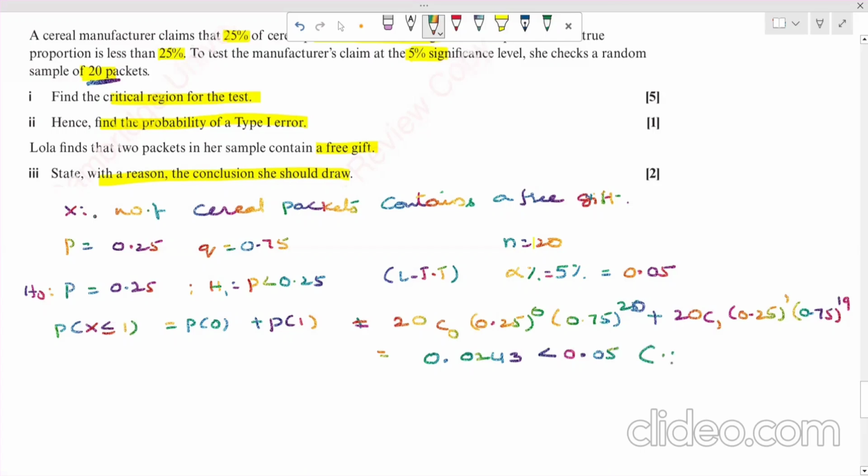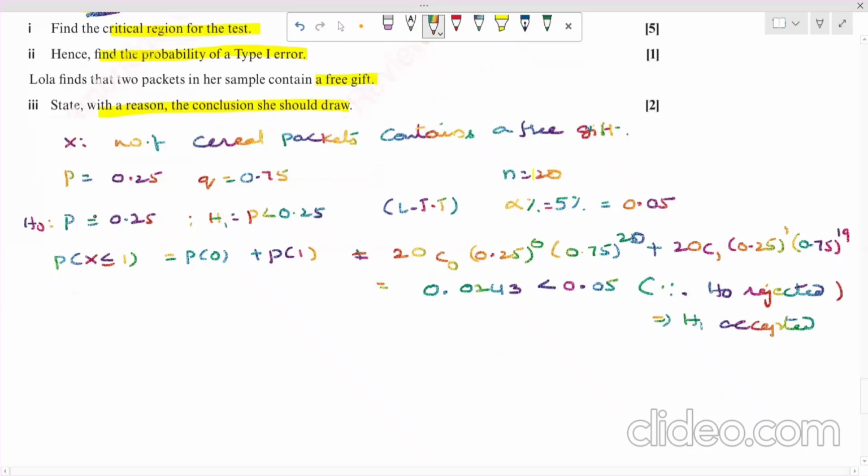Therefore, H naught is rejected. That means H1 is accepted over here. And in the same way, you check X less than or equal to 2 also.